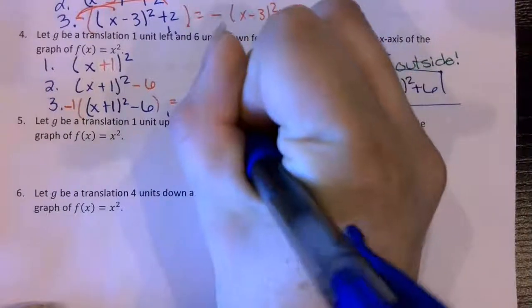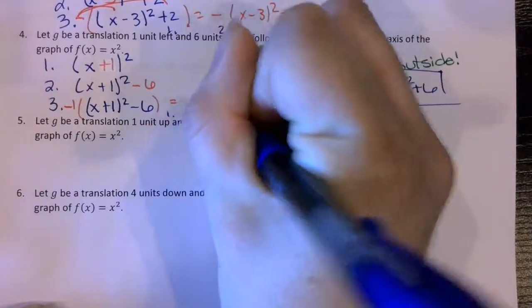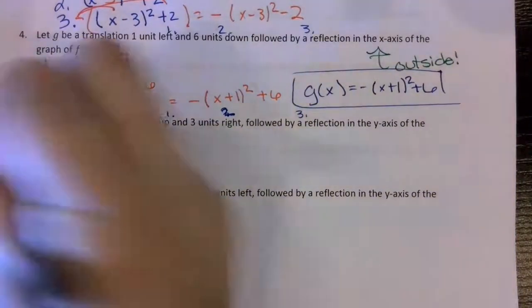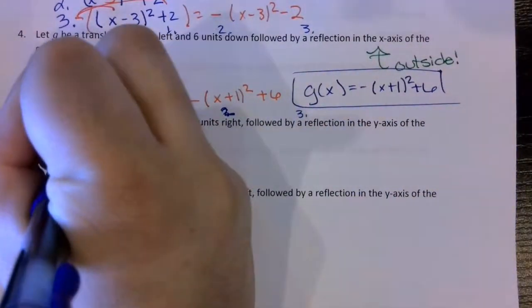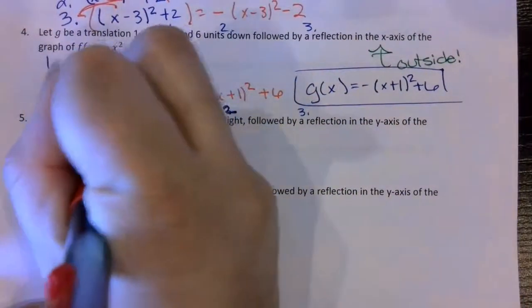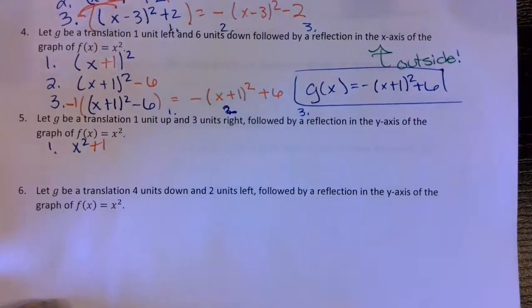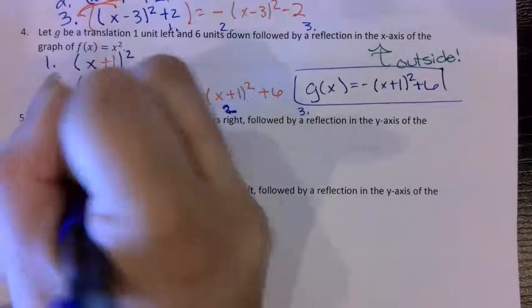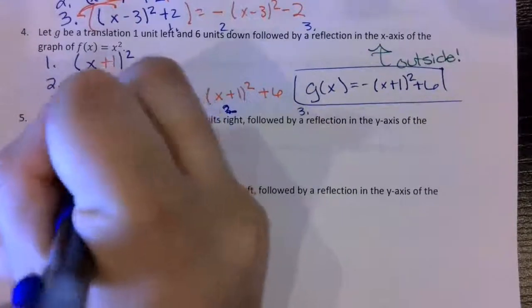Five is also 3 steps. I go up, I go right, and then I reflect. So my first step is going up, so I have x squared, and then I'm going to just add 1 at the end. Then my next step is to go right, so that's going to change inside parentheses.